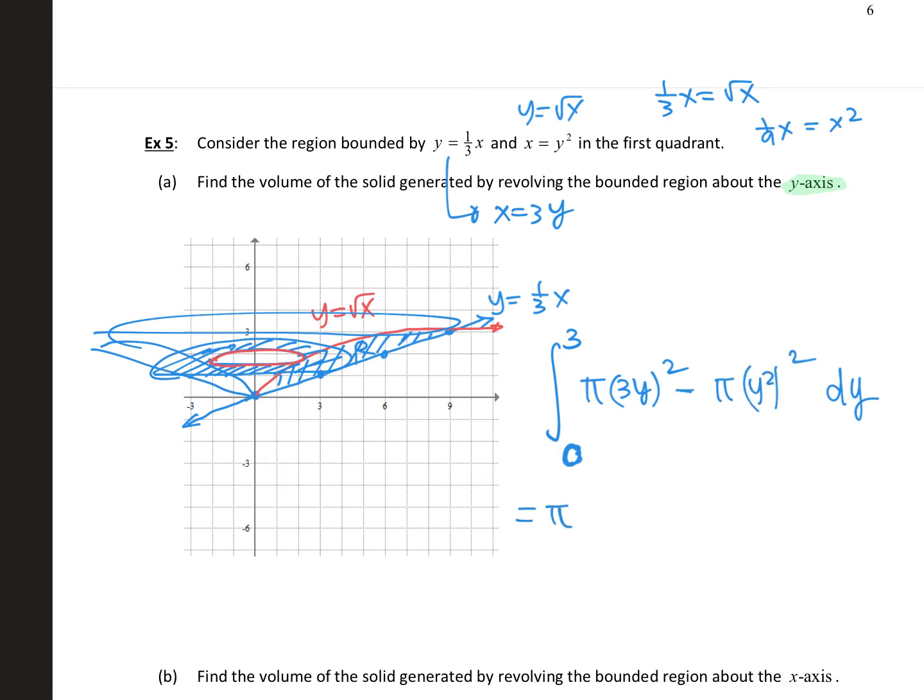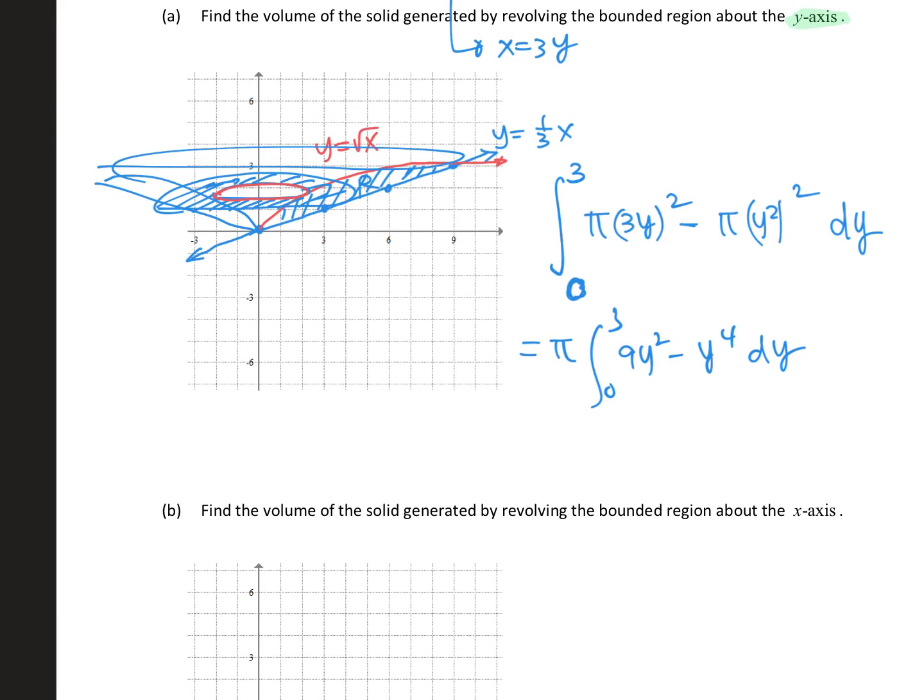That's pi integral from 0 to 3 of (9y squared minus y to the fourth) dy. So that means it's going to be pi times [9 times 1/3 y cubed from 0 to 3 minus 1/5 y to the fifth from 0 to 3]. When you calculate this out, you get 162 pi over 5.